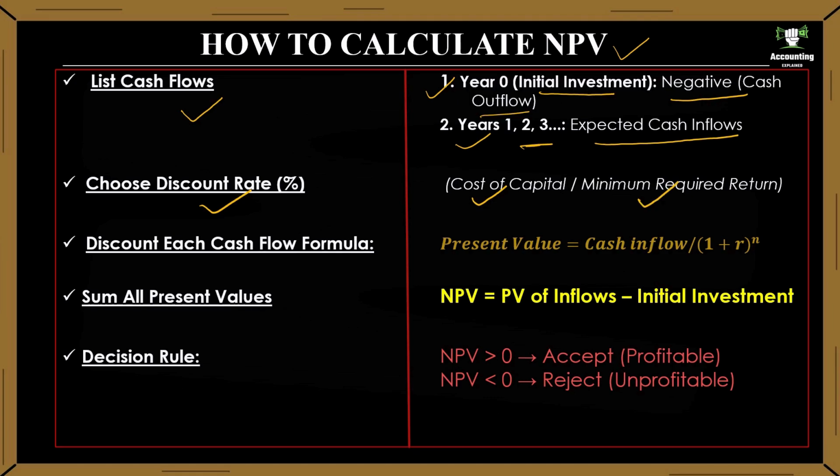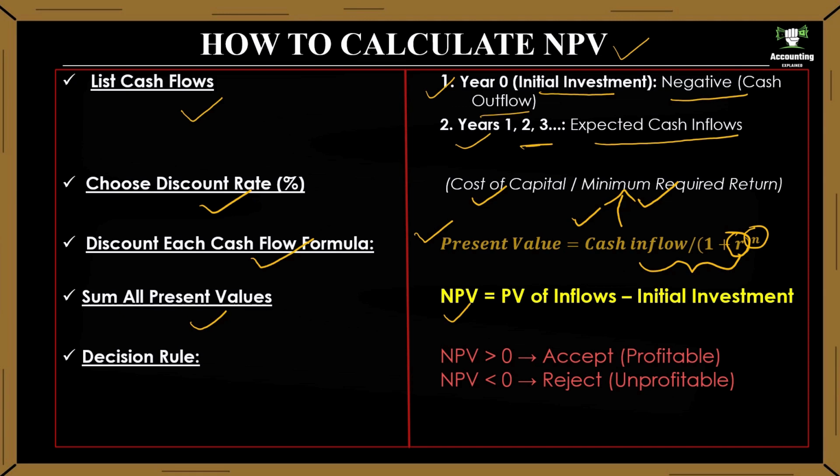Next, we have to use the discounted cash flow formula. That is the present value formula. Cash flow divided by (1 plus R) the whole power n. R is the cost of capital or the required rate of return and n is the life of the project. Okay. Sum all present values.